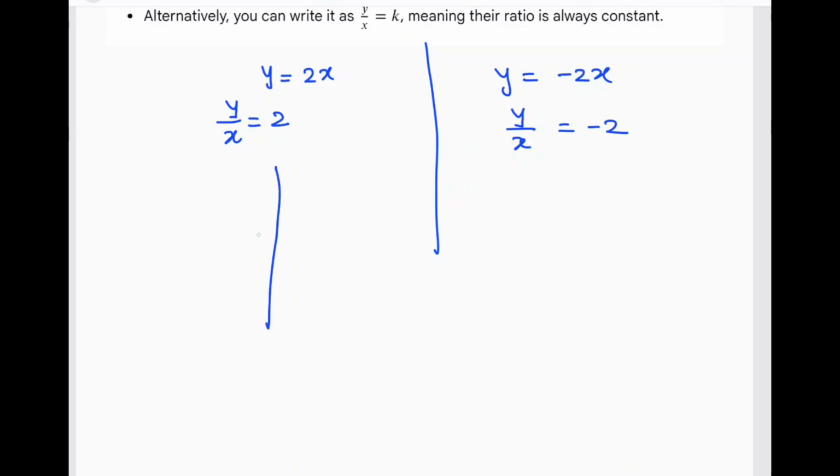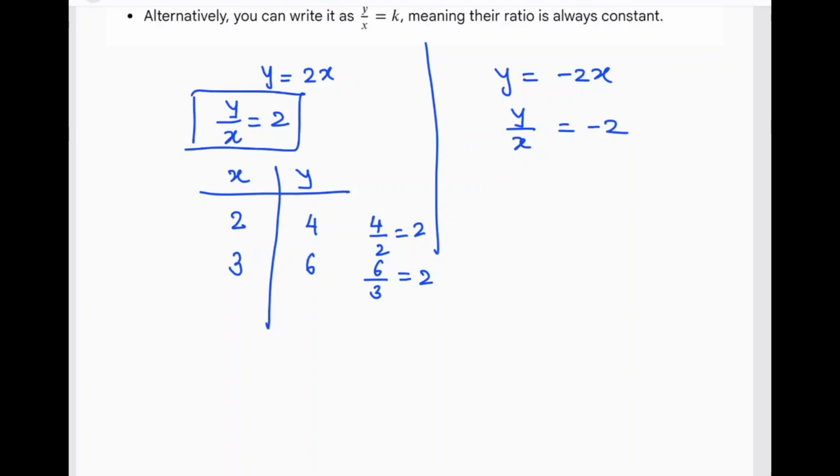So now for different values of x and y, suppose I take x equal to 2, so y comes out to be 4. If x is equal to 3, y comes out to be 6. Why? Because y upon x, the ratio 4 upon 2 is 2, 6 upon 3 is 2 and so on. When the ratio is the same, the number comes out to be 2, then it is direct variation.